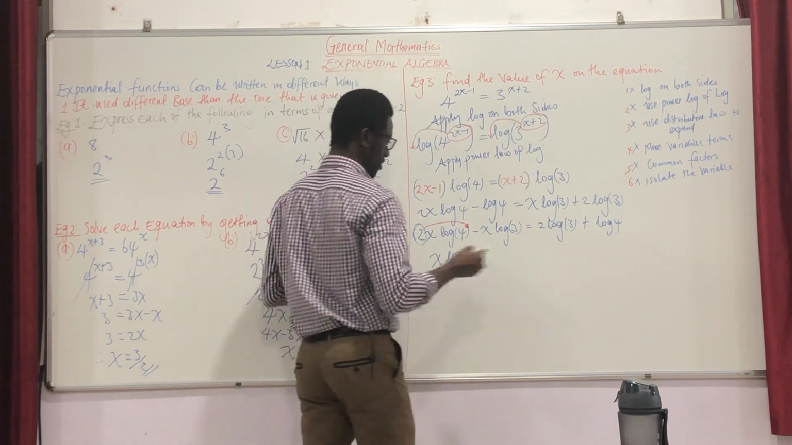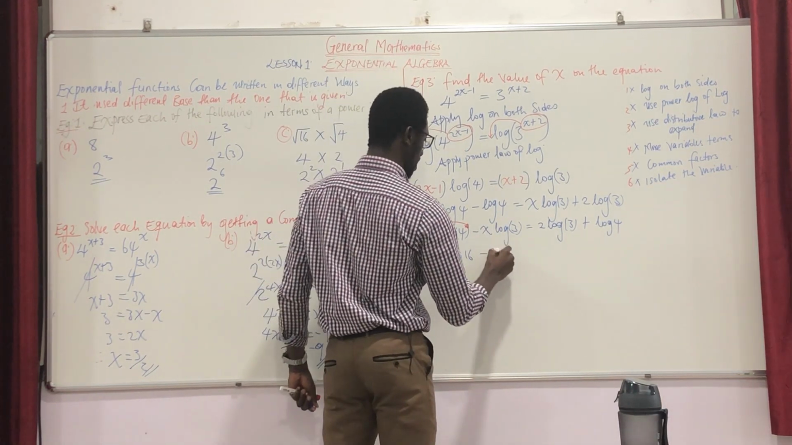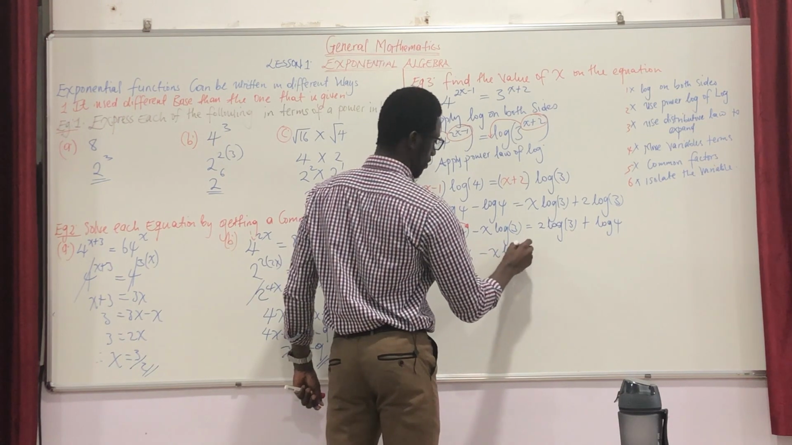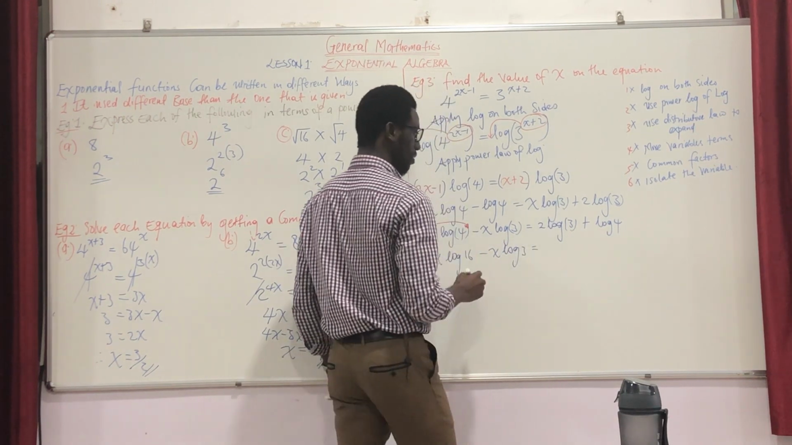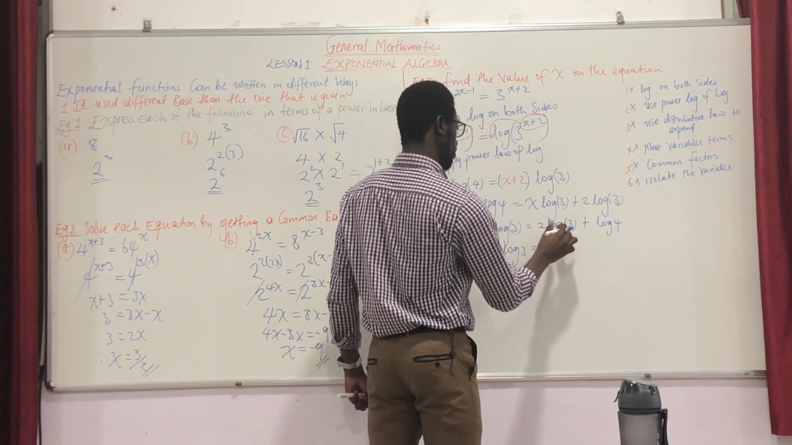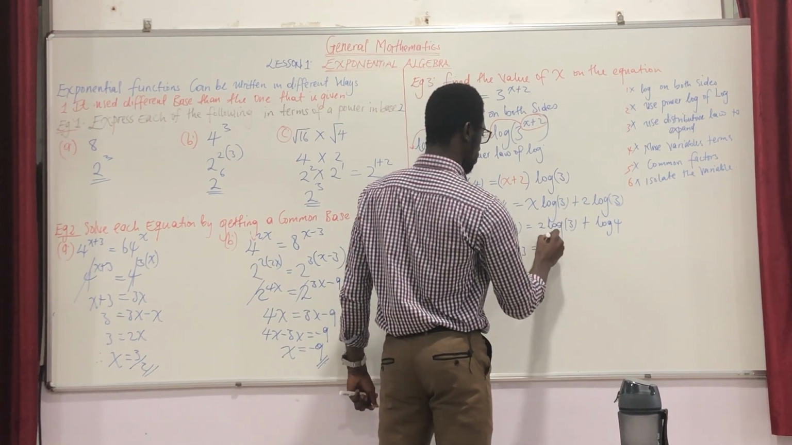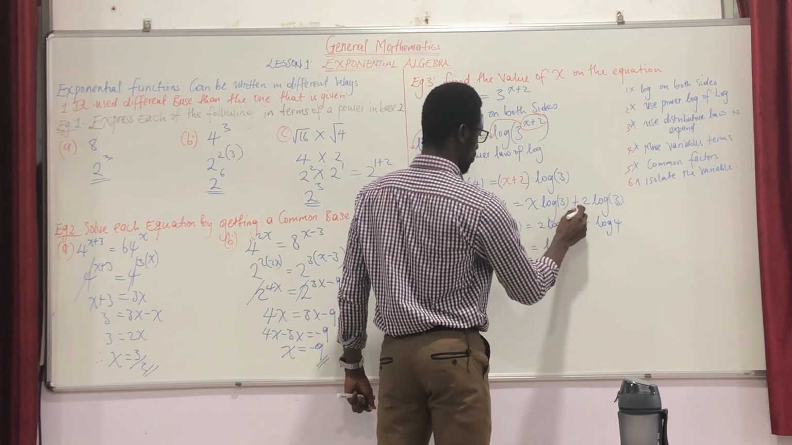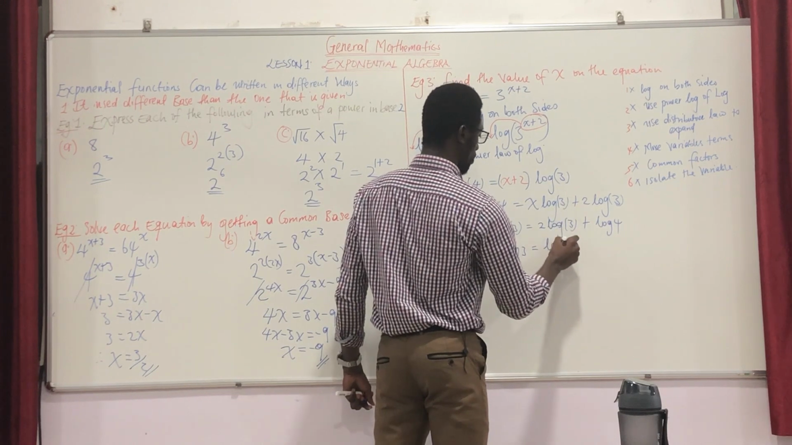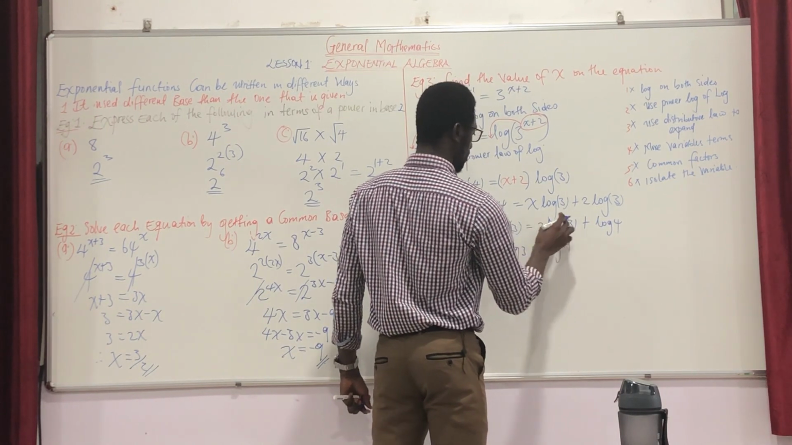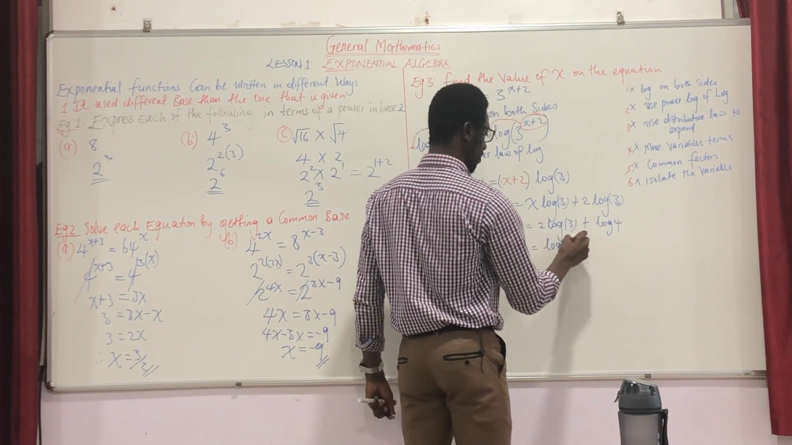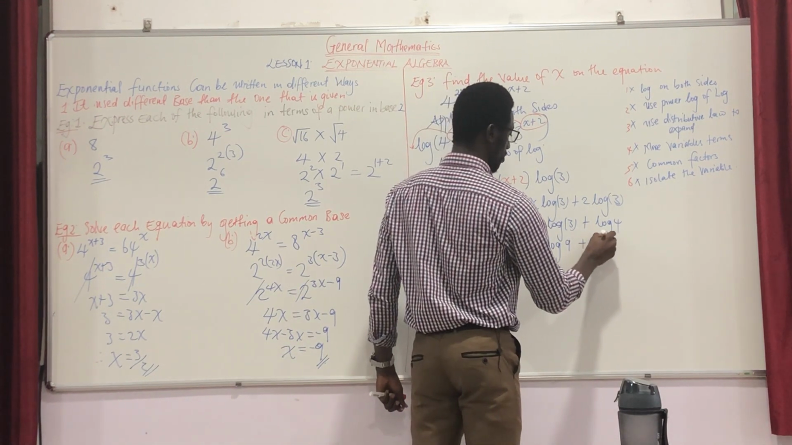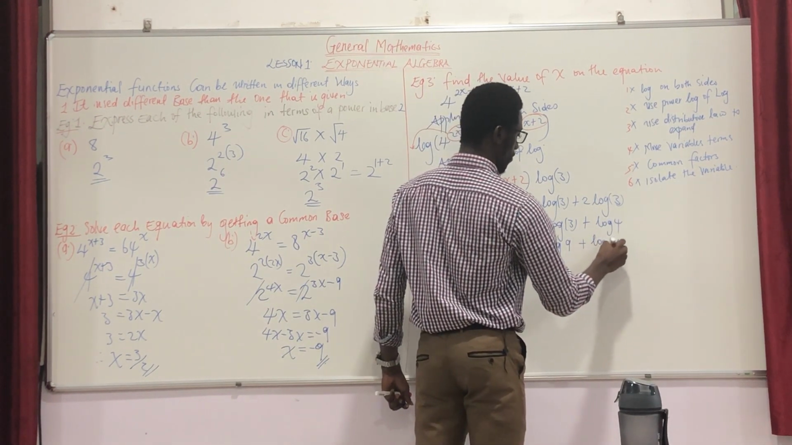Power rule. Then we say x log 3 must be equals to, then this again becomes log, this one comes here, 3 to the 2 becomes 9, 3 squared is 9, log 9 plus log 4.